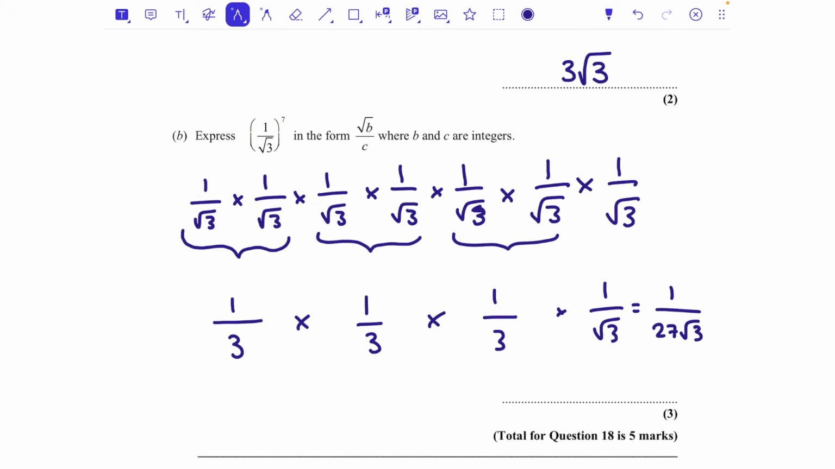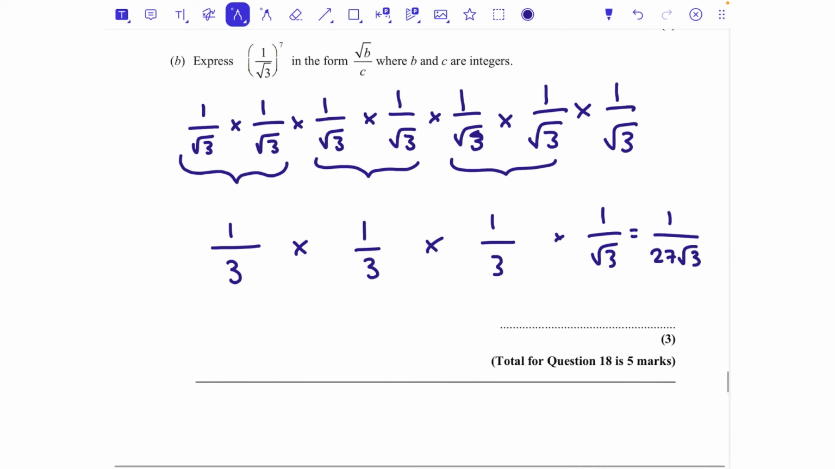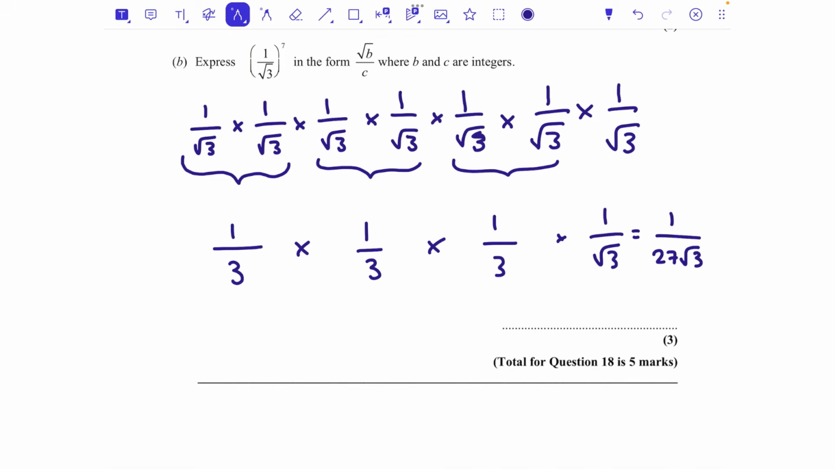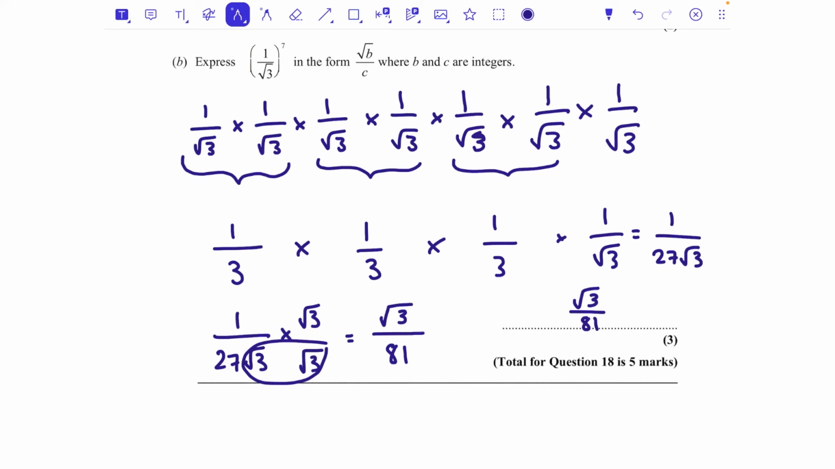Now the problem is they want the surd on the top, and we can never leave a surd on the bottom of a fraction. The only way to get rid of a surd is to times it by itself, and that's called rationalising. So I'm going to take my 1 over 27 root 3, I'm going to times the top by root 3, and I'm going to times the bottom by root 3. And we can do that because that would just give us an equivalent fraction. We know it's an equivalent fraction because we've times the top and the bottom by the same number. So that becomes root 3 over 27 times 3 from this. And that's 81. So root 3 over 81 is your answer. There we go.